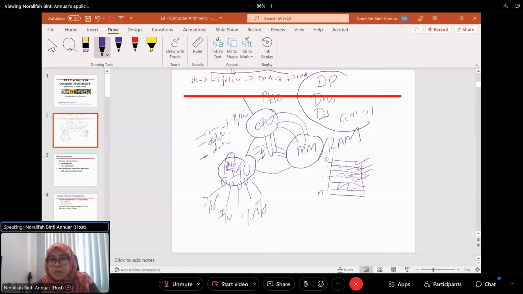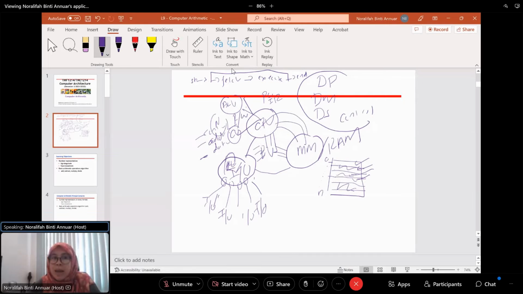But it also has another component, the ALU. This is the arithmetic logic unit. And it has the CU, control unit, and registers here. There are many types of register. So the arithmetic logic unit actually performs arithmetic or logic operations. What we learn in computer arithmetic is a part of the ALU.